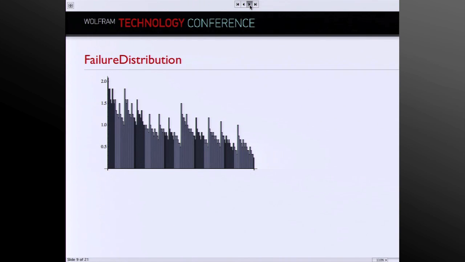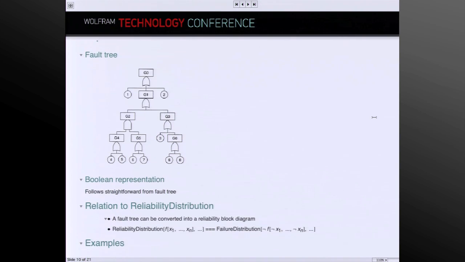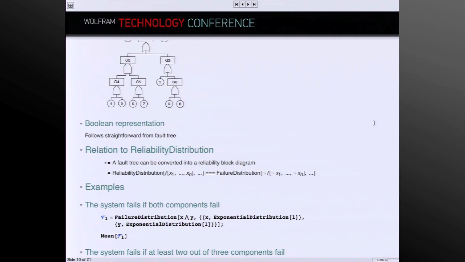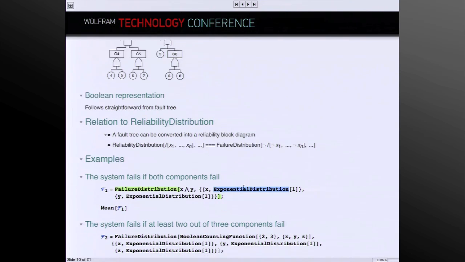So the failure distribution is basically turning this around. Instead of looking at reliability, we look at failures. So from tradition, this is something that you model with fault trees. So of course we support modeling with fault trees. A basic system could be failure distribution of x and y. So the system fails if both these components will fail. And as in the reliability distribution, we model this with a Boolean expression, and then the distributions for the lifetimes there.